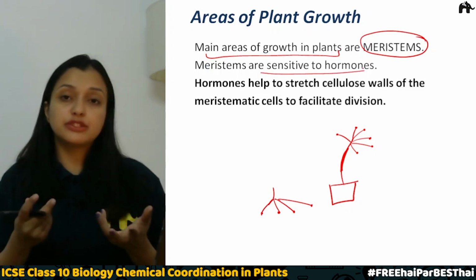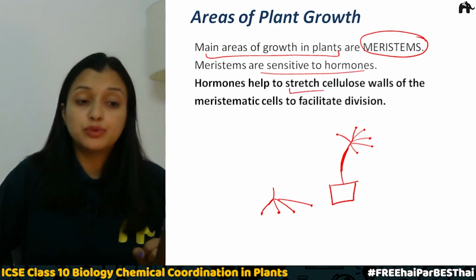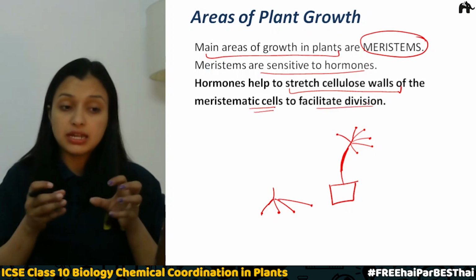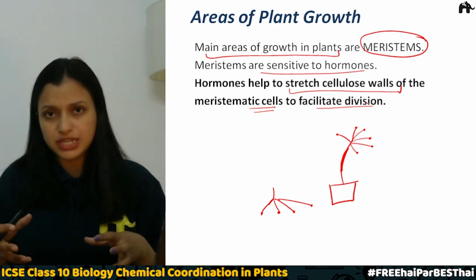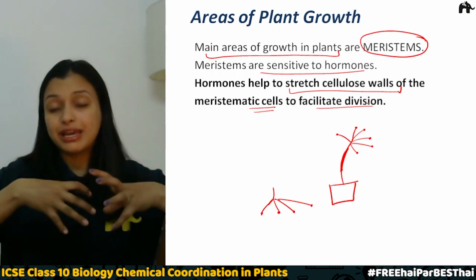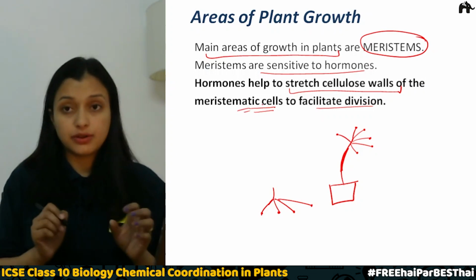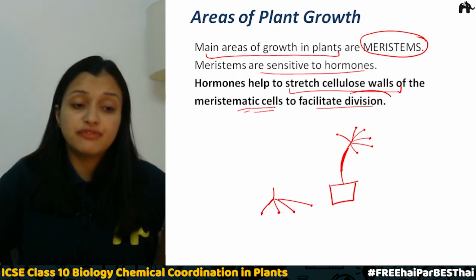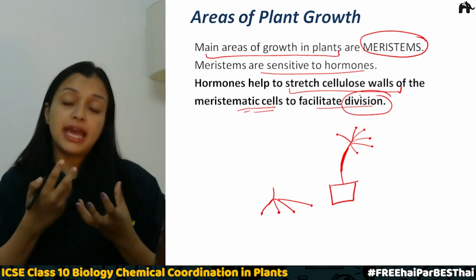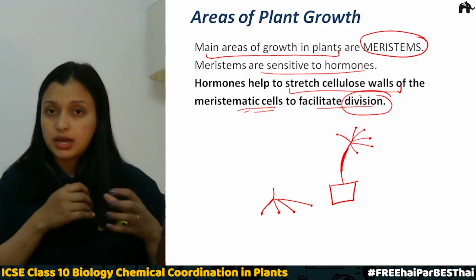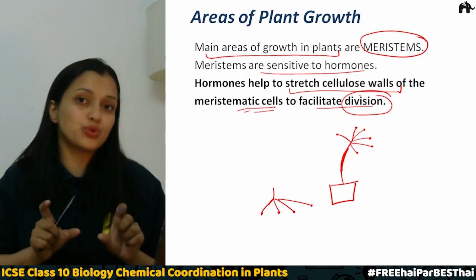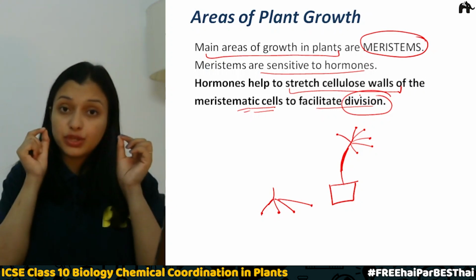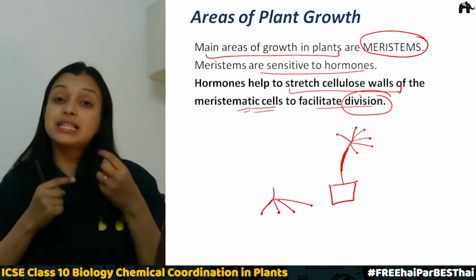Now the meristems are sensitive to hormones. Hormones help to stretch the cellulose wall of the meristematic cell, which facilitates division. We know that plants have a lot of cellulose, so there is a cellulose wall of the meristematic cell, right? These hormones help to stretch this cellulose wall so that they can facilitate division. They can actually help the plant to divide. Correct? I hope the area where the plant actually grows is clear. They do not grow from anywhere, but they actually grow at the tips of roots and shoots, and we call those points meristems, where the cells are actively dividing.